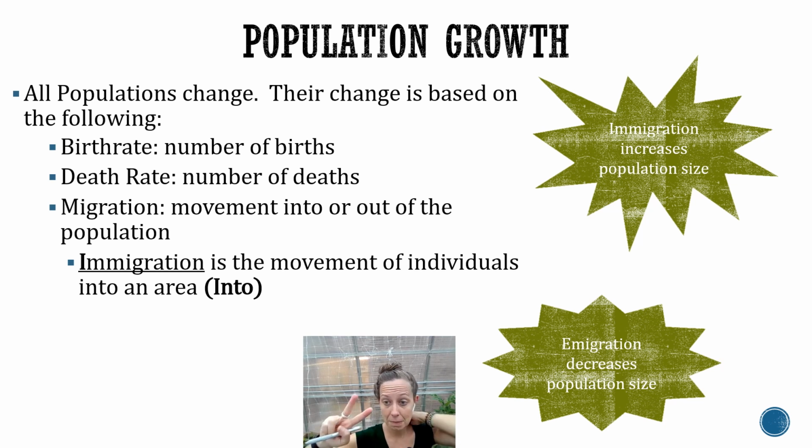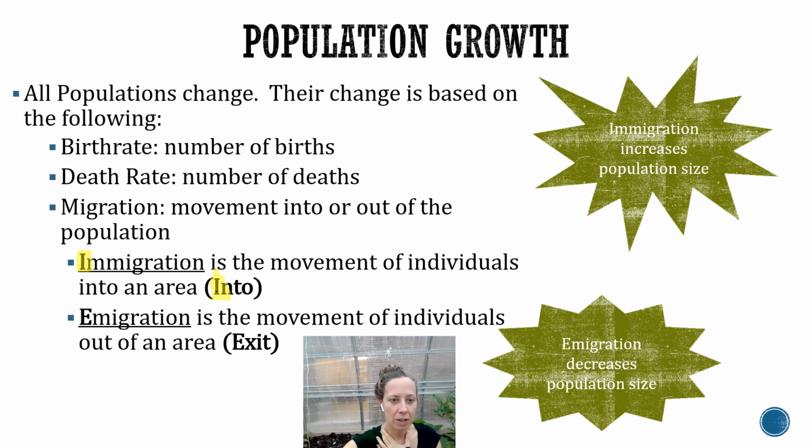There are 2 types of migration. We have immigration, and when you see the word immigration, I want you to think of the I for immigration, okay? And the I in into. So for immigration, we have an I right here, right? See how I highlighted it? And then you have into, which also starts with an I. So immigration is the movement of individuals into an area. So that's when people come to your population.